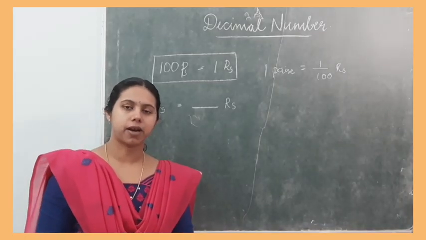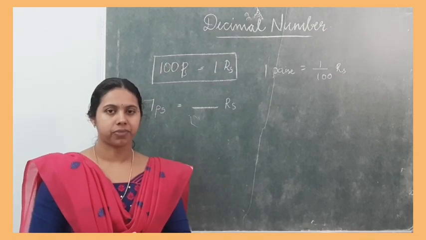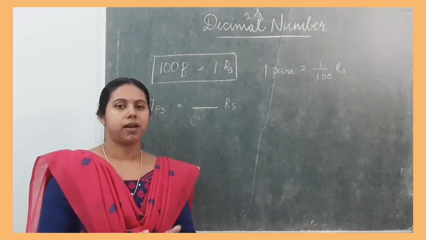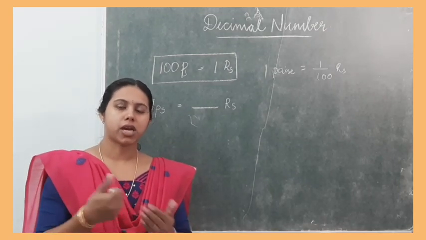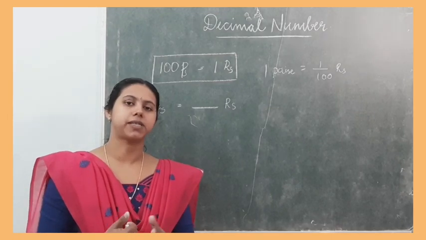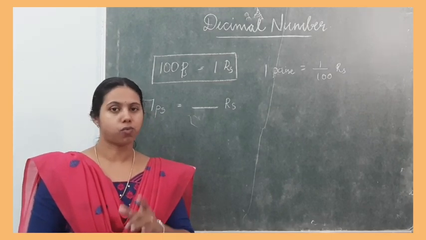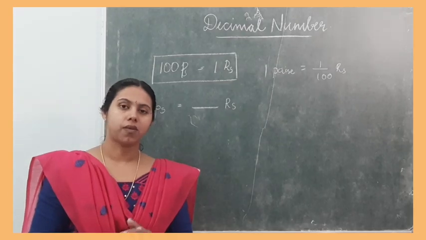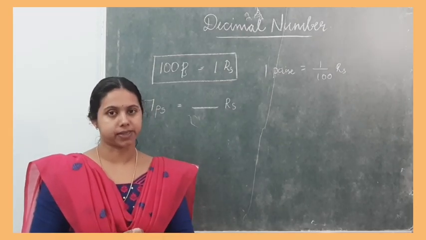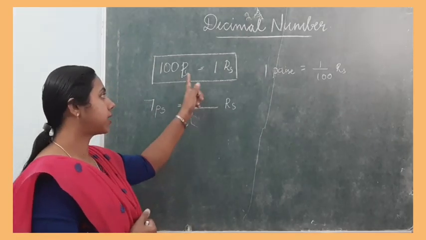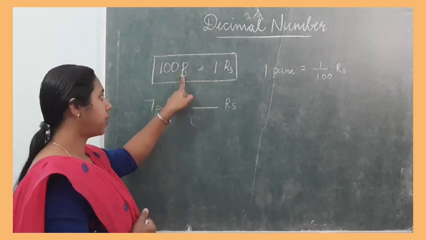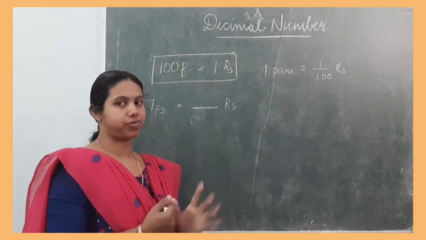We know the conversions. In the conversions, we are mostly using decimals. For example, when you change paisa to rupees, we know that 100 paisa is equal to 1 rupee. Therefore, 1 paisa is equal to 1 by 100 rupees.